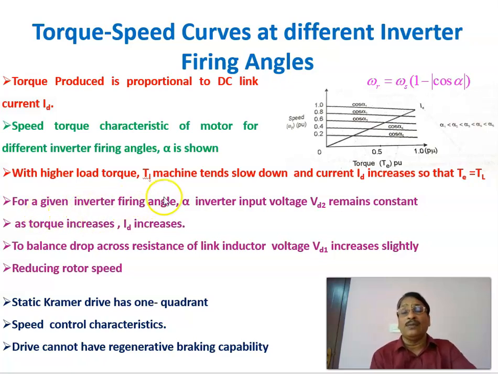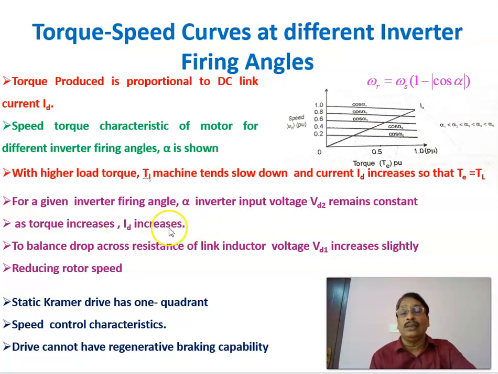For a given inverter firing angle alpha, the inverter input voltage VD2 remains constant. For a given firing angle, the input voltage to the inverter is constant. That is a function of alpha. Since alpha is constant, that input voltage is constant. Now, for a given firing angle, as torque increases, what happens? As torque increases, ID also increases.